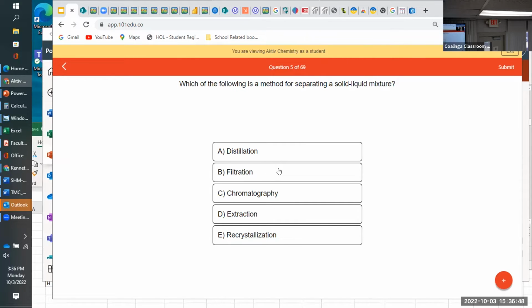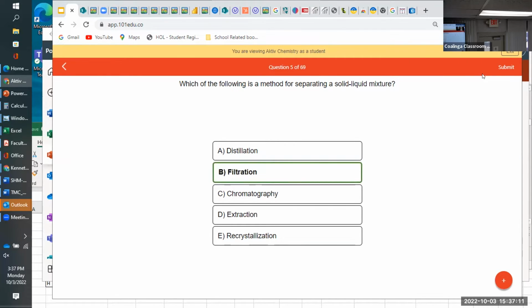Filtration, I'm not sure. Wait, filtration. B as in boy. Or separating a solid from a liquid, yeah, but I don't know what the answer is. I didn't read the question. Yeah, B. Think about coffee grinds. That's how people classically brew coffee.